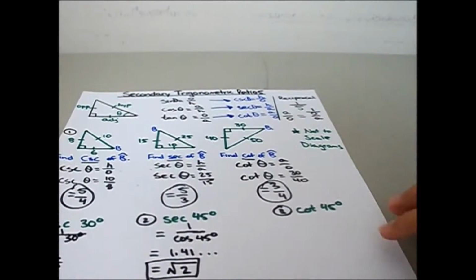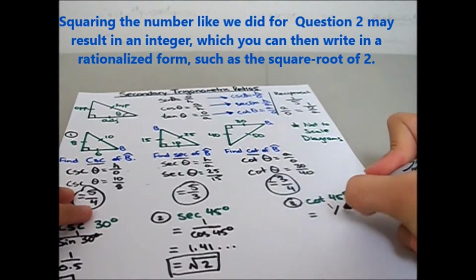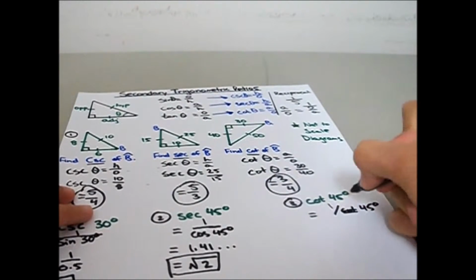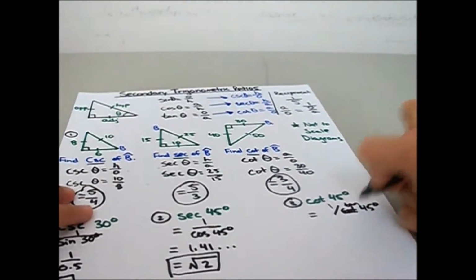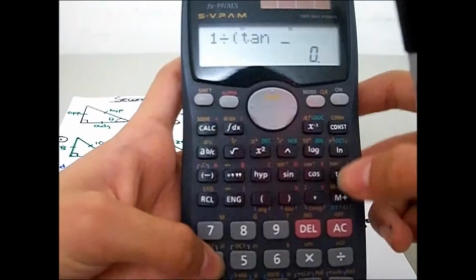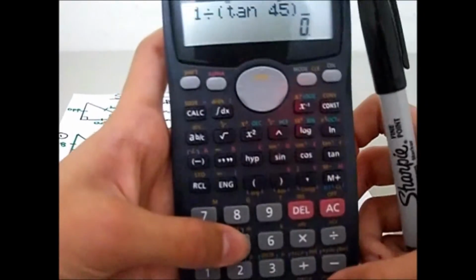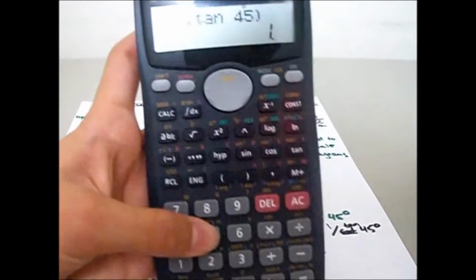The last one, cotangent of 45 degrees. You know what to do? Tan, sorry. That's a tan. 1 divided by the tan of 45 degrees, that gives us 1.